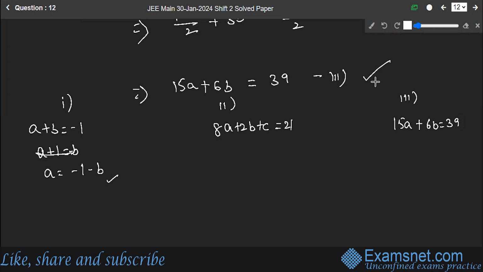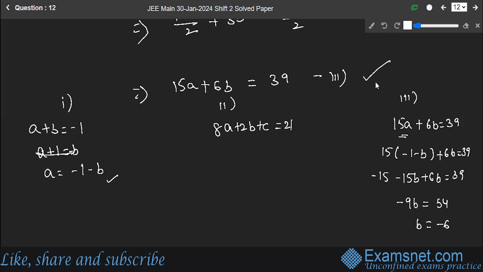Let's put this thing in this equation. So 15 times (minus 1 minus b) plus 6b is equal to 39, or minus 15 minus 15b plus 6b is equal to 39, minus 9b is equal to 39 plus 15, which is 54. b is equal to minus 6. And if b is equal to minus 6, what will be a? It will be 5. Okay. So I got the value of a.